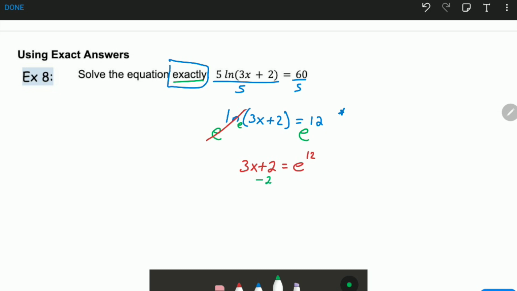So subtract 2. 3x equals, well, I don't know what e to the power of 12 is, so I can't really subtract 2 from it. So e to the power of 12 minus 2. And then finish off by dividing by 3. Again, I can't really do that, so the exact answer could be written as e to the power of 12 minus 2 all over 3. And there's other ways I could write the exact answer. Exact answers rely on the fact that you are not rounding anything along the way. But if it is an operation that you can do, you should do it.